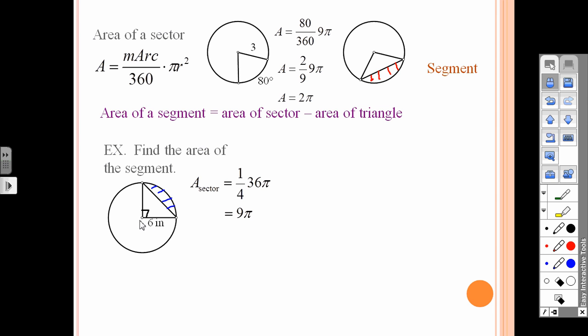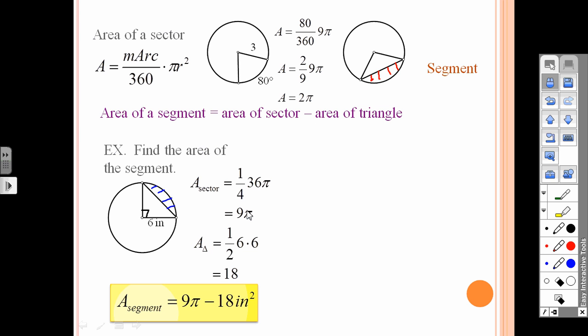Then we need to figure out the area of the triangle, and lucky for us, this is a right triangle, so our base is 6 and our height is also 6. So 1/2 base times height is 18. And so following this format here, we're going to take the area of the sector and subtract the area of the triangle, and unfortunately they both have pi, so we can't actually combine that into one thing. We just leave it like that. If they ask you to round, then of course you can multiply by pi and get a specific answer. Okay, so that's pretty much what you're going to do.